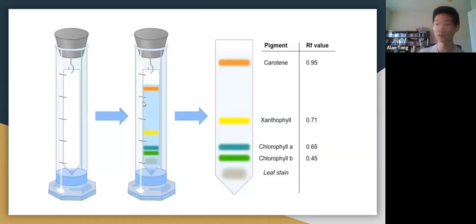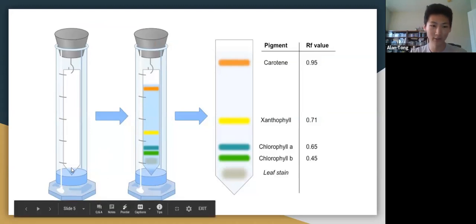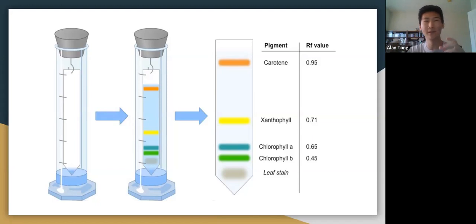People went outside, took some leaves off trees, mashed them up, and then spotted that mashed up leaf mixture at the bottom of this chromatography paper. Then they dip this paper inside of some solvent, which can be acetone or some other solvent. And we've all seen this before. Why do paper towels work? Because they absorb things. I guess more specifically, they adsorb things.